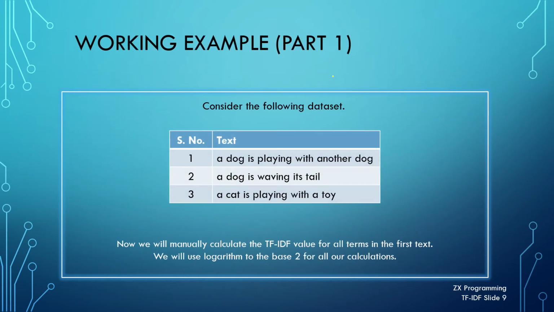Now we are up to a working example. In this example, we have three documents, which are basically three text strings. The first string is: a dog is playing with another dog. The second: a dog is waving its tail. The third: a cat is playing with a toy. We will be calculating the TF-IDF value for the first text data, for all of the words in that text data. We will be using log to the base 2 for all our calculations, but any other base will work just as fine. So let's get started.